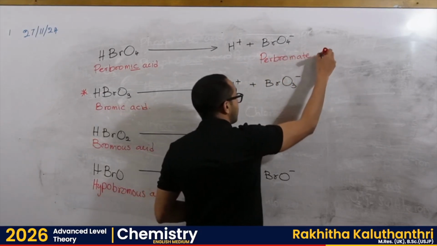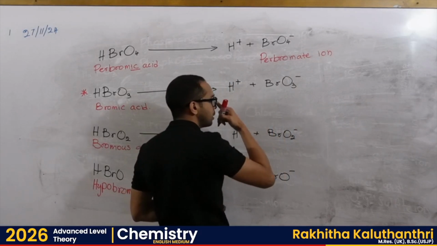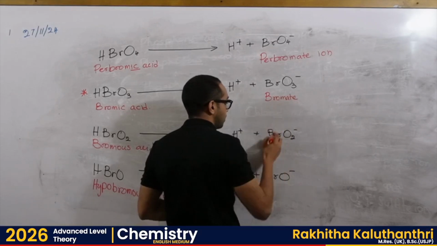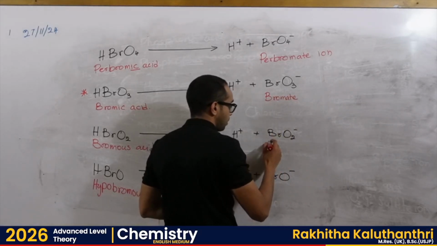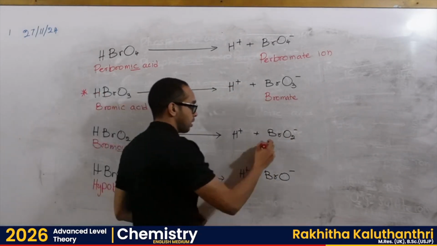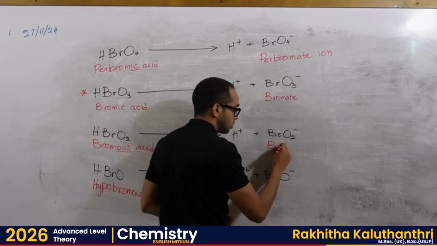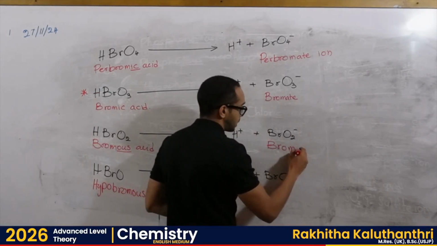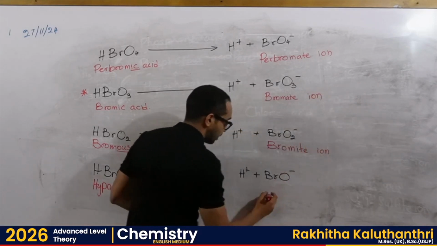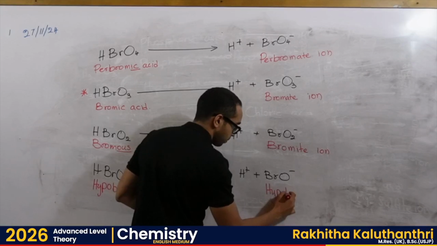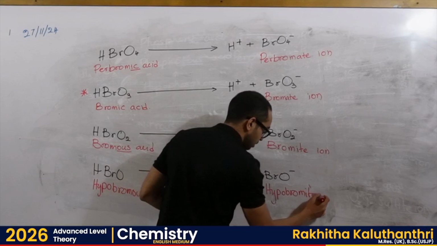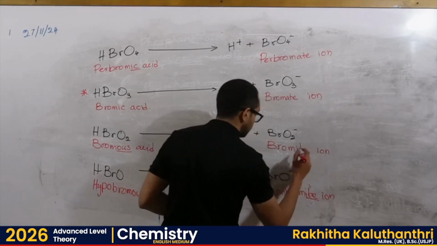Now this ends with -ic, so the name of this anion should be perbromate ion, and this is going to be bromate ion. And this is bromous, the -ous ending is there, so these ions' names end with -ite. So this is bromite ion, and this is hypobromite ion. The ending is -ite here.